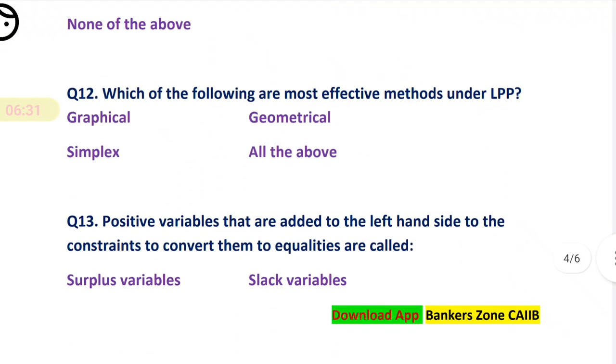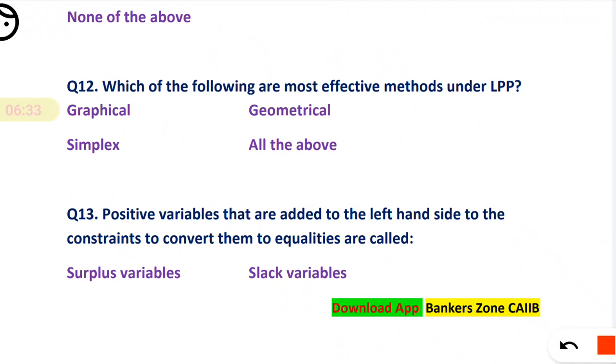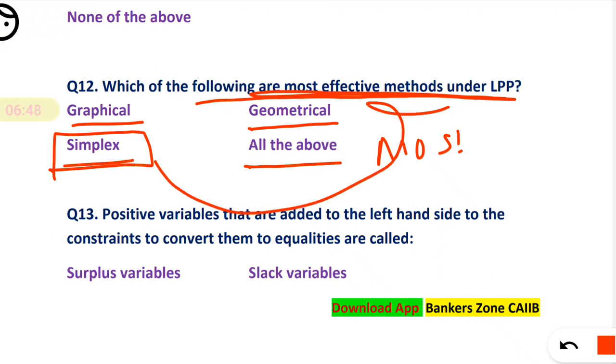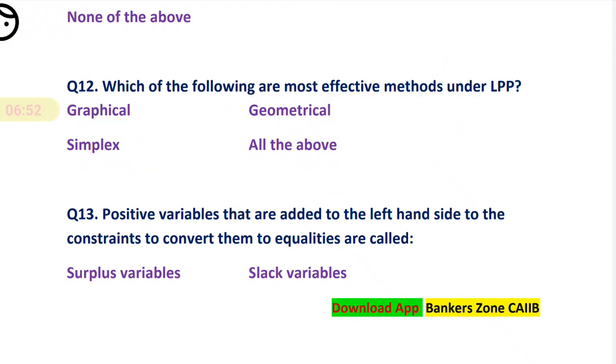Question number 12. Which of the following are the most effective methods under the LPP? First, graphical, geometrical, simplex, all of the above. So friends, remember, the most effective is the simplex method. Simplex is the most effective method. Okay, now question number 13.